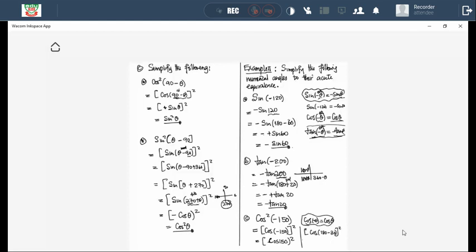Right, now there you go. This will be simplified inside that bracket. It means this is negative cos 30 all squared. Why? Because in the second quadrant, cos is negative. If you simplify that, it becomes negative cos 30. Square that, it becomes cos squared 30. That's how you simplify such a negative angle.